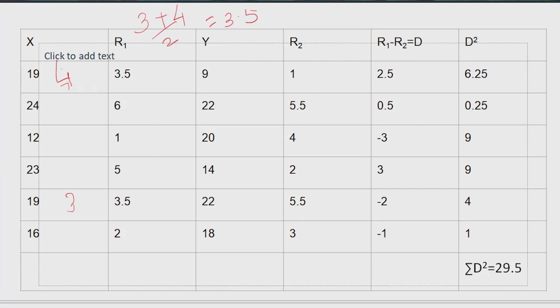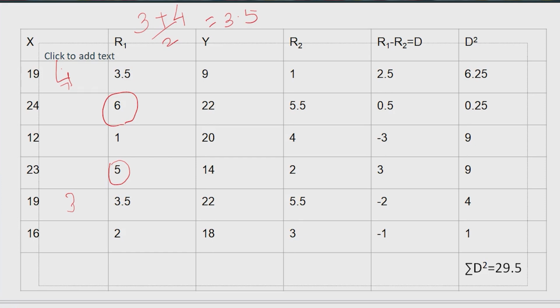Okay, now next what is the figure? The next figure you get is 23. Now what rank do I have to give to 23? Because I have already given 4 rank to this 19, so the next rank which I will give is 5. Okay, and then thereafter 24 I give a rank of 6.